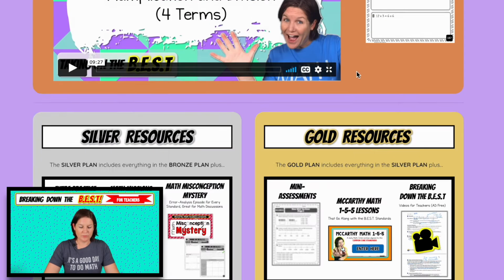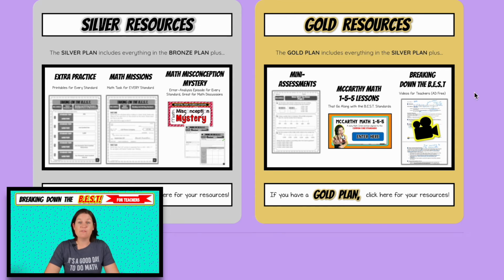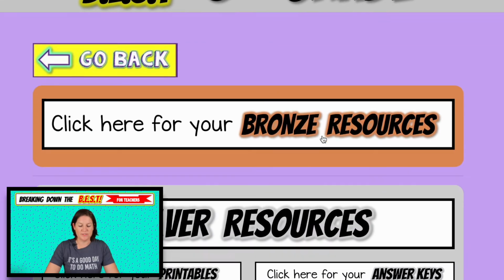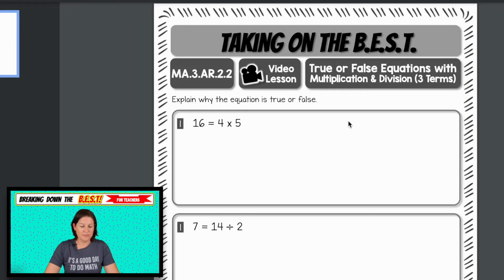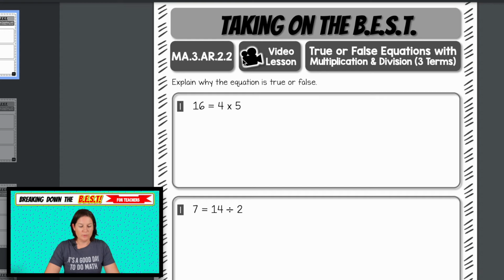But that's what you have access to with the bronze. With the silver, you have more resources at your fingertips. So let's take a look at that. You have, of course, this math misconception mystery video, and we'll find out what the problem is in these printables. So here are your printables for this standard for 3.AR.2.2.